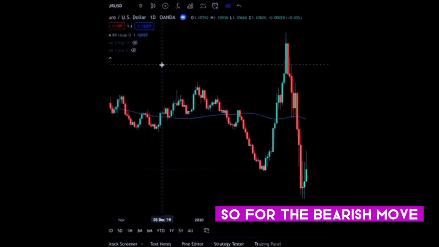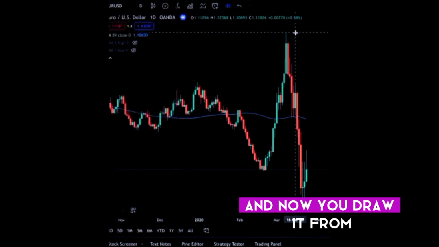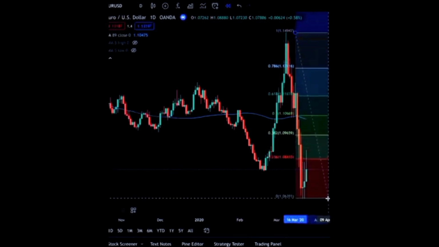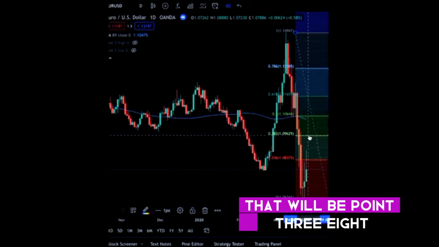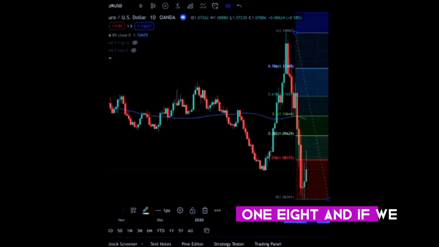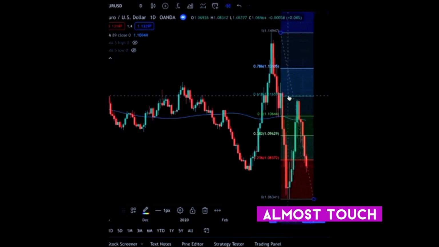So for the bearish move, it would be the opposite. You go here, click on Fib retracement, and now you draw it from the high to the low and look at potential retracement zones. So again, that would be 0.382, that would be 0.618, and if we play this out and see what happens, it actually almost touched the 0.618 level.